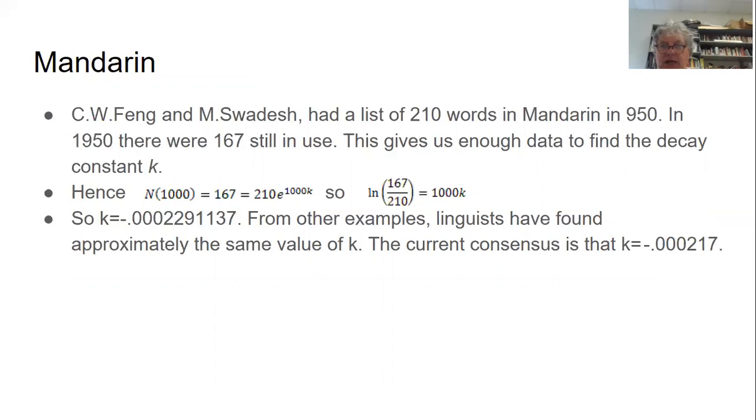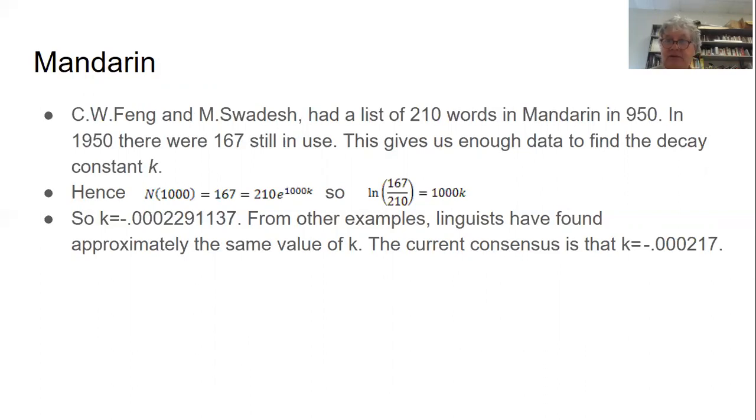So, for example, Mandarin. In 1950, these two linguists did this famous paper where they had a list of 210 words in Mandarin in the year 950, and then 1,000 years later in 1950, 167 were still in use. So Mandarin is a good language for this, right? Because the Chinese write things down, and so they can find things from whichever dynasty it is, and they can figure out the vocabulary. Of course, since we can't know what they said 1,000 years ago, we're just relying on written stuff.